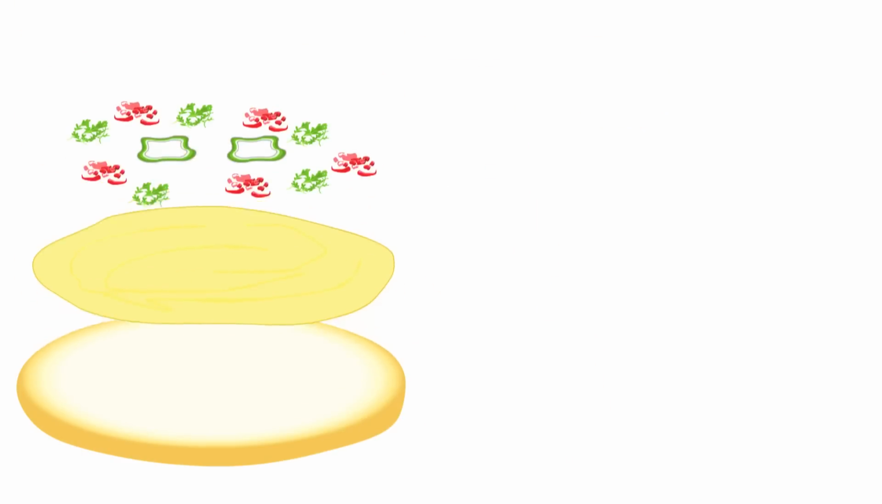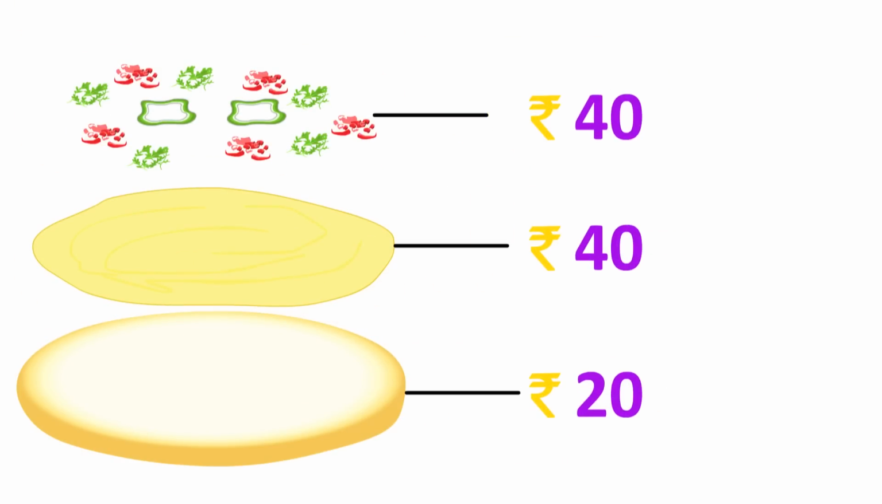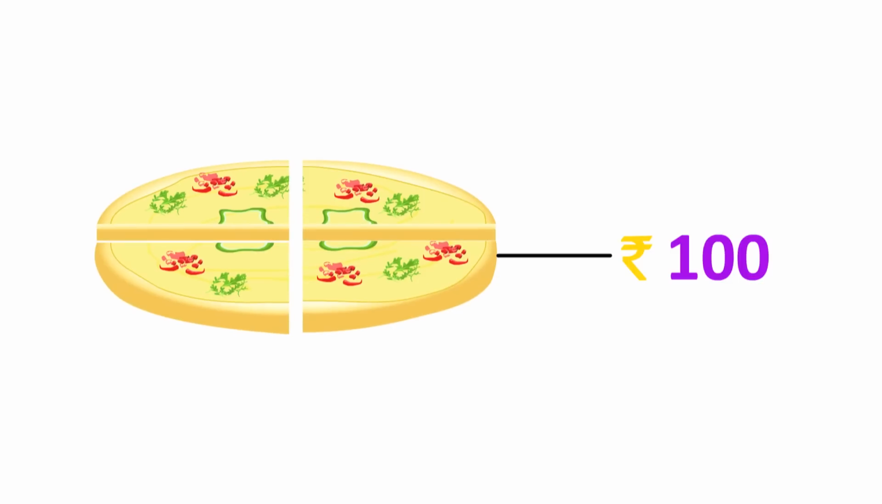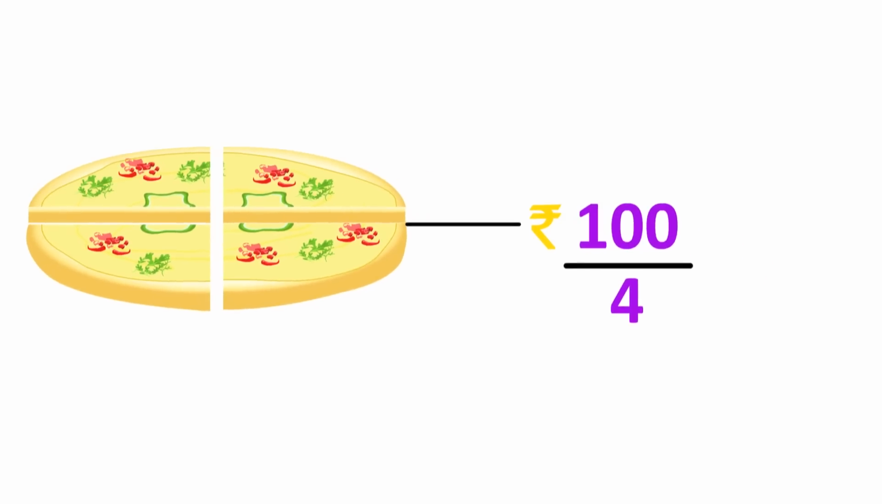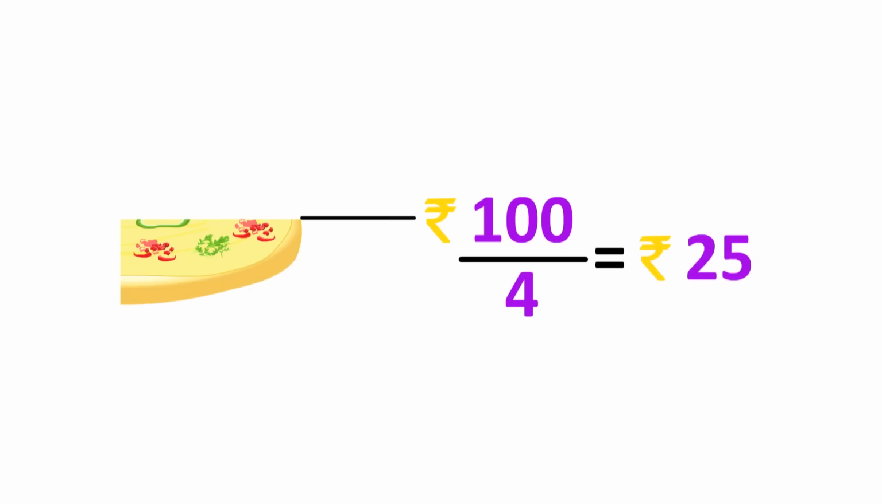A pizza is made up of flour, cheese, and vegetables. The price of the pizza is determined by the price of the constituent ingredients. Now, if we were to divide this pizza into four slices or four units, the value of each unit would be the price of the full pizza divided by the number of units.